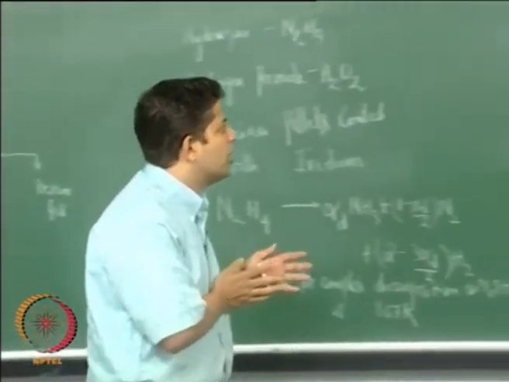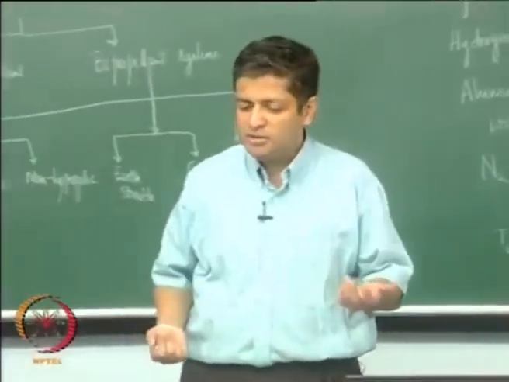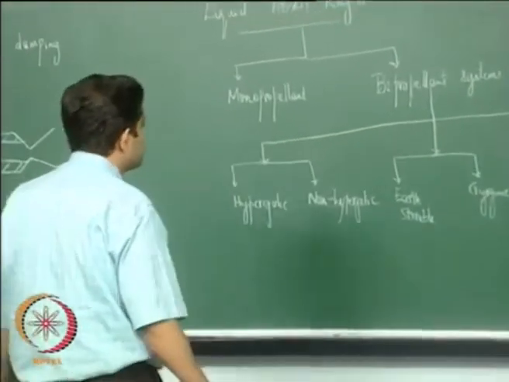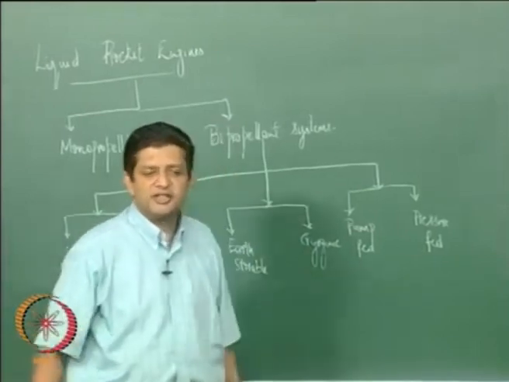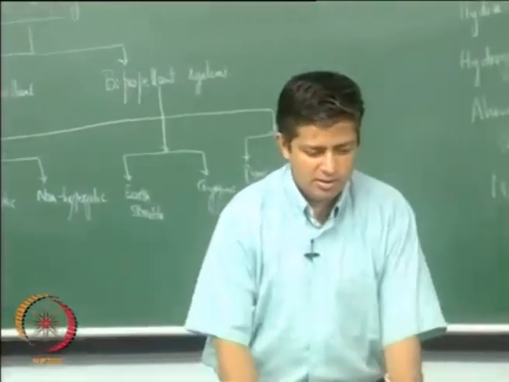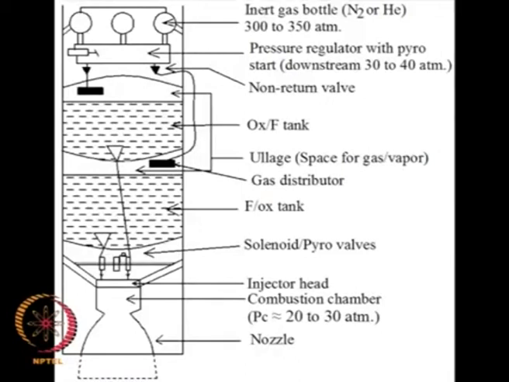Now let us move on from the monopropellant thrusters to bipropellant systems. Let us first look at the pump fed and pressure fed systems. This figure shows a bipropellant pressure fed system. You will have inert gas bottles and then the pressure regulator. As I said, you have both nitrogen and helium, and then you have a separate oxidizer and fuel tank.